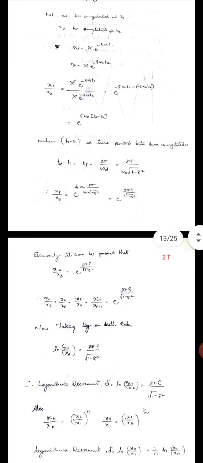Now taking log on both sides, we have ln of x1 by x2 equals 2 pi zeta over the square root of 1 minus zeta square. So the logarithmic decrement delta is ln of x1 by x2, which equals 2 pi zeta over the square root of 1 minus zeta square. Also, x0 by xn is x0 by x1 times x1 by x2 and so on, n times, so x0 by x1 equals x0 by xn raised to 1 by n. The logarithmic decrement delta is ln of x0 by x1 equals 1 by n ln of x0 by xn.